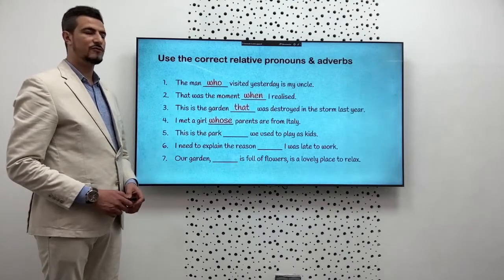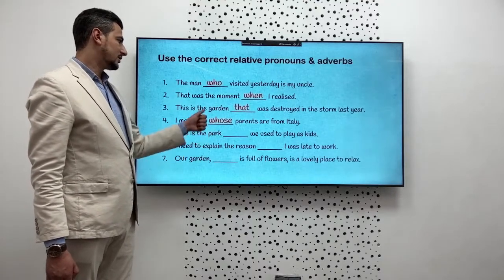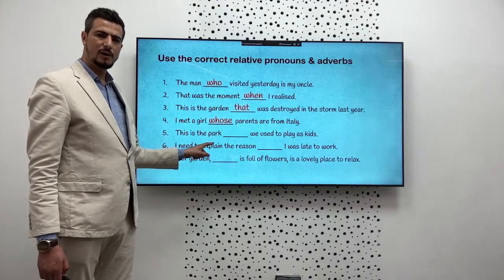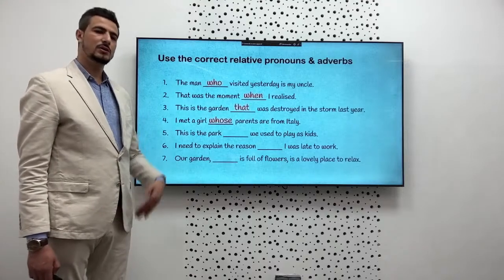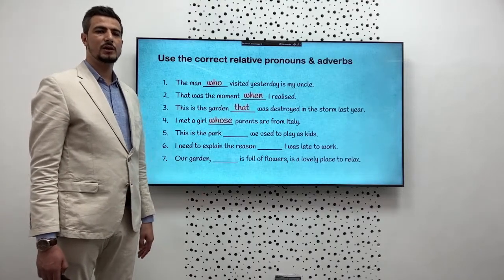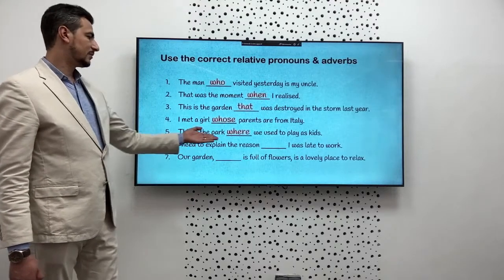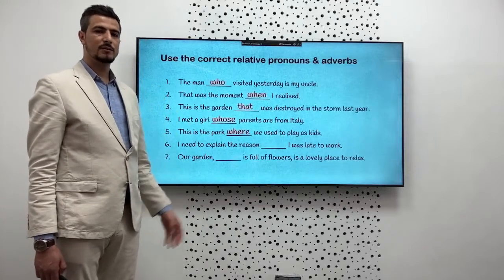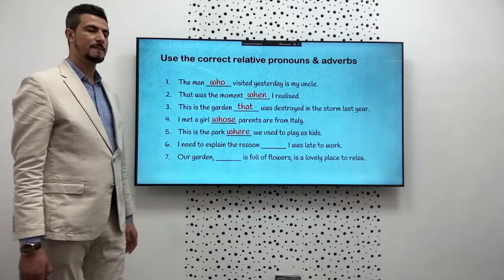Exercise, for example, number 5. This is the park. The park is not a time, it's not a person. What is it then? Park, it's a place. And when we use a place, which pronoun or adverb do we use? It's where. So this is the park where we used to play as kids. Park is a place, we use where with a place.